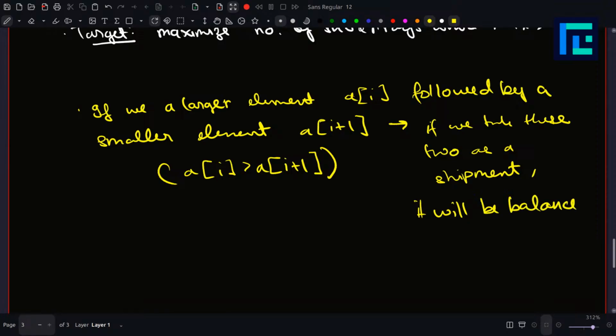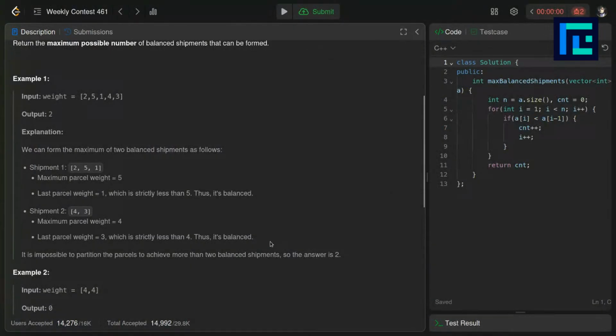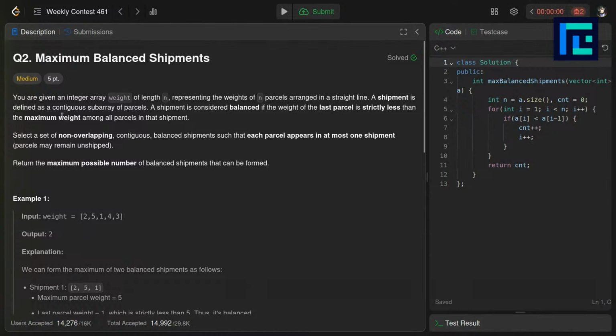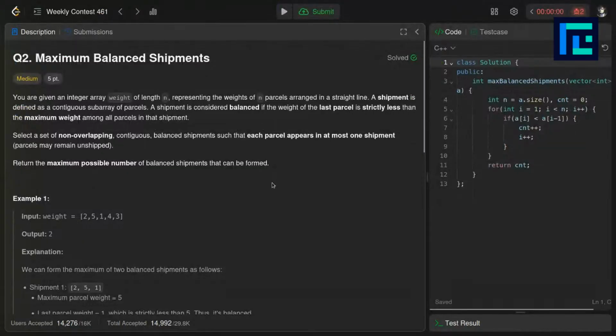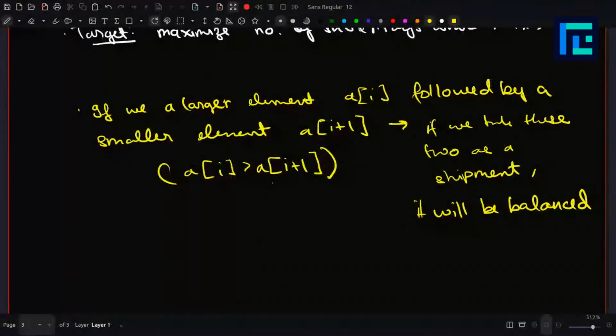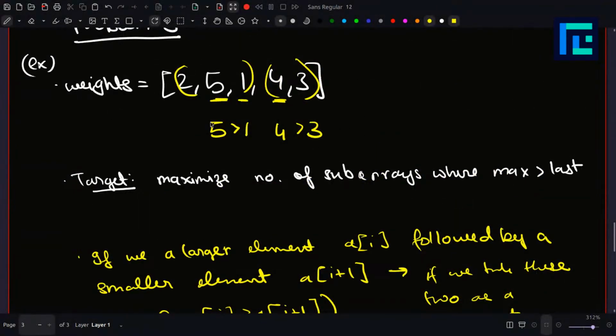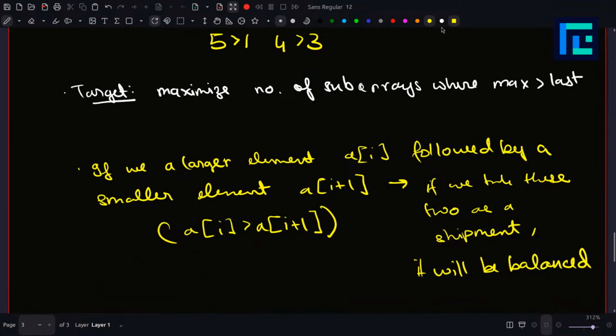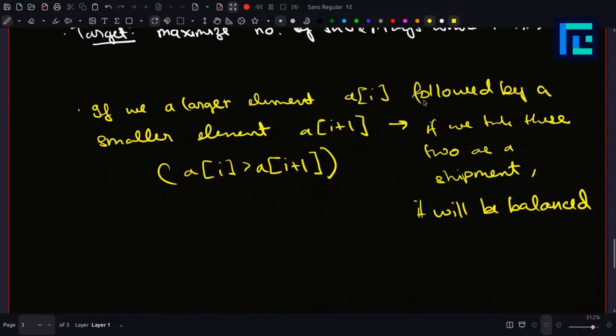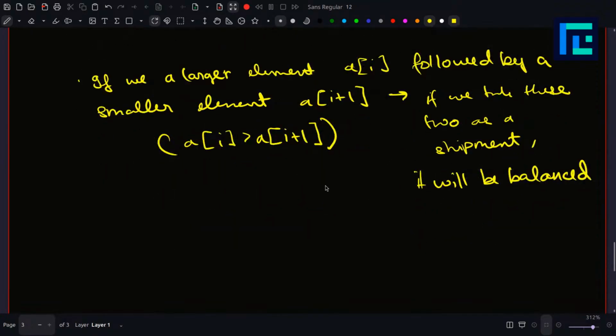And the best part is, since the shipment has to be at least size 2, otherwise the maximum weight will be the same as the last parcel weight, and that will not be possible. So the shipment size must be at minimum 2. In a sense, it is not affecting the rest of the array much. It's just affecting these two elements. That's why it's a good idea to take this, because it's only removing two elements and the remaining elements are still there to form other shipments if possible.